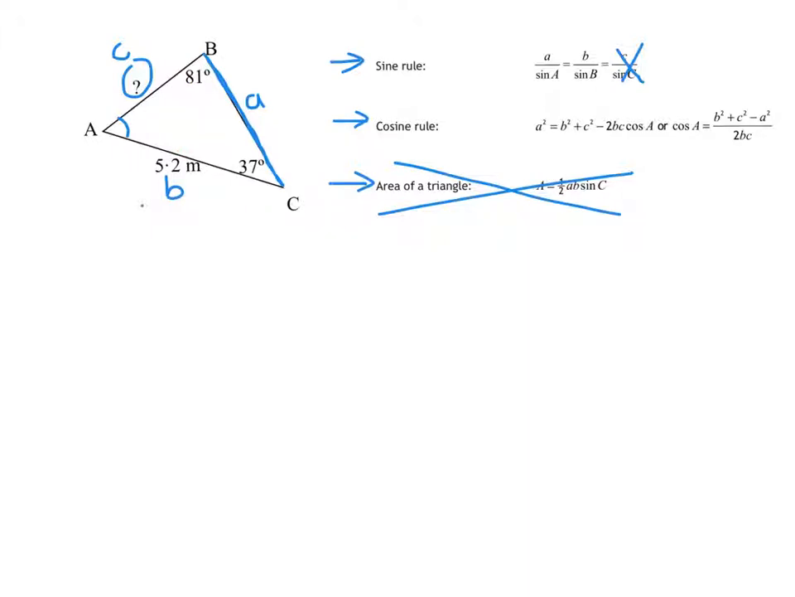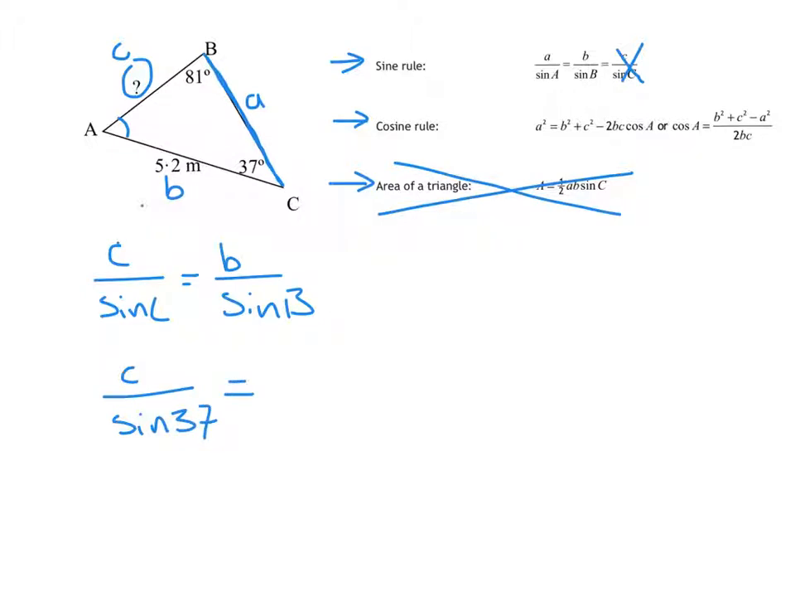So we write down our sine rule, and that is A over sine A equals B over sine B. Here though, it was C that I needed, so let's write C over sine C equals B over sine B. And C is the side that I don't know, so I'll just keep it called C. The angle C is 37, so sine 37 equals 5.2 over the sine of 81.